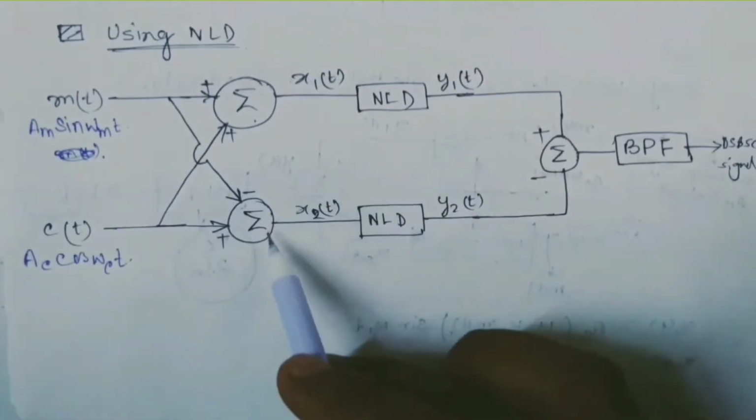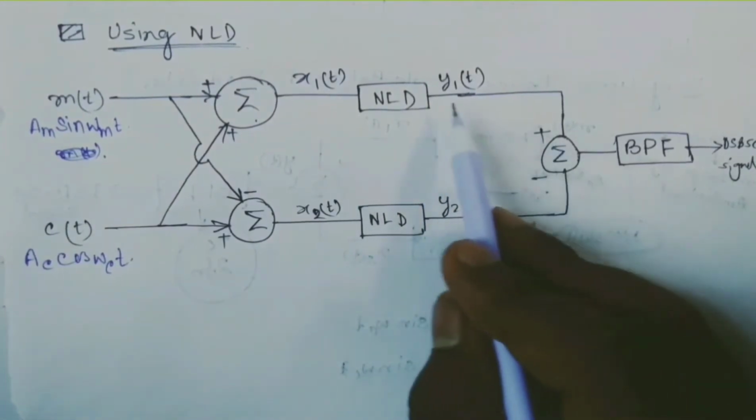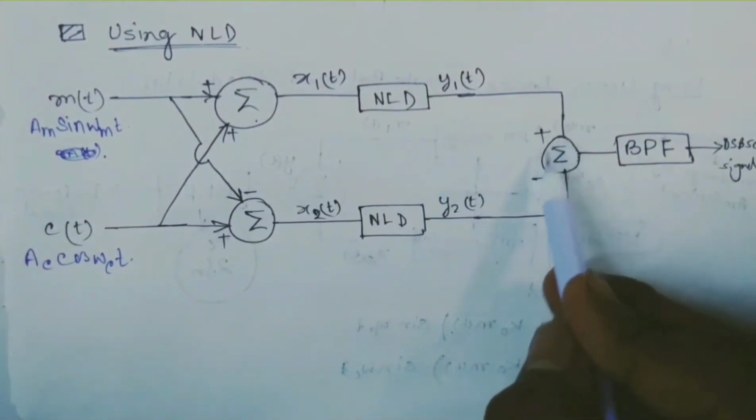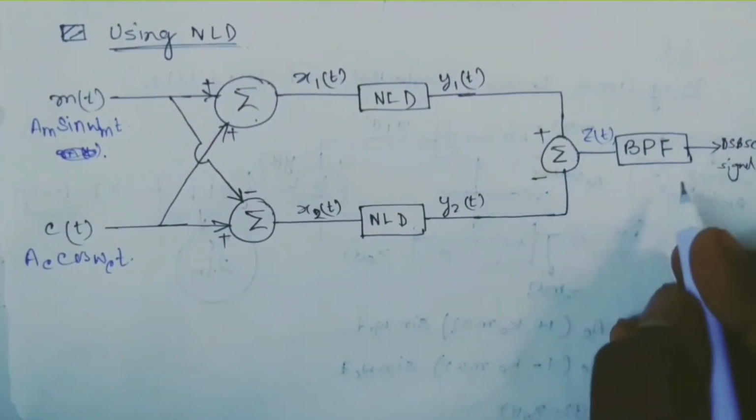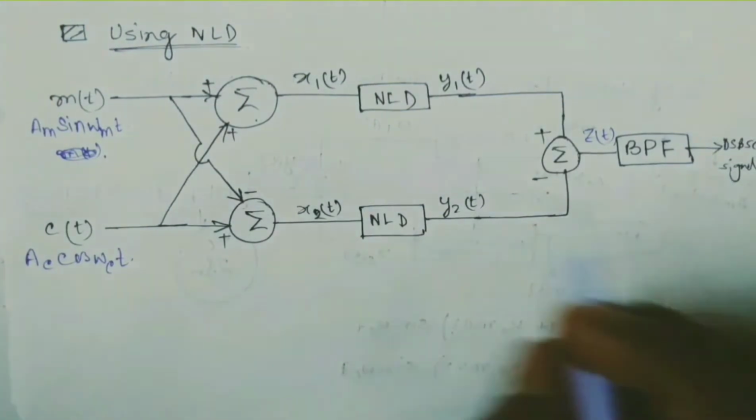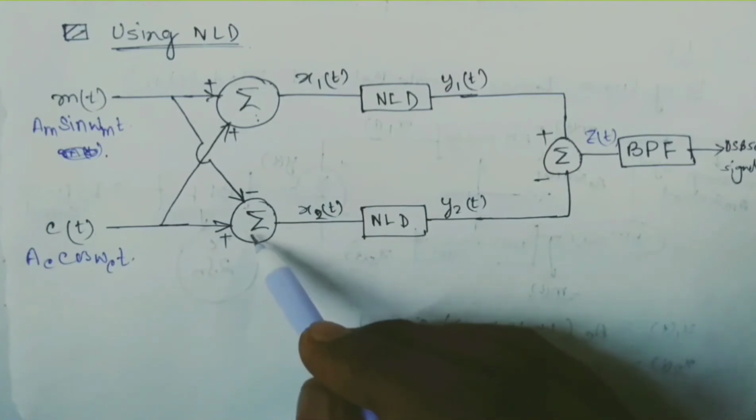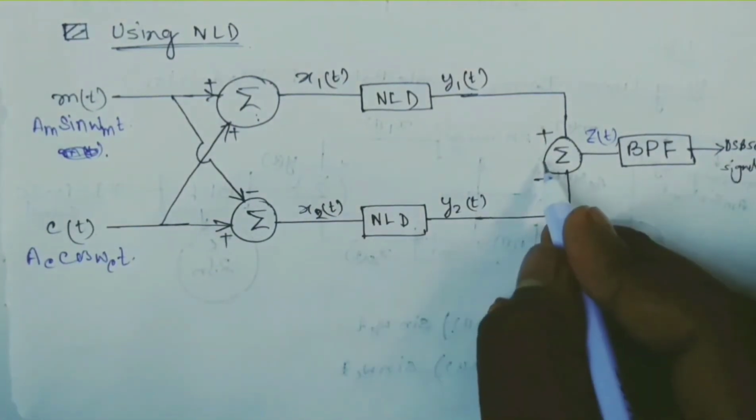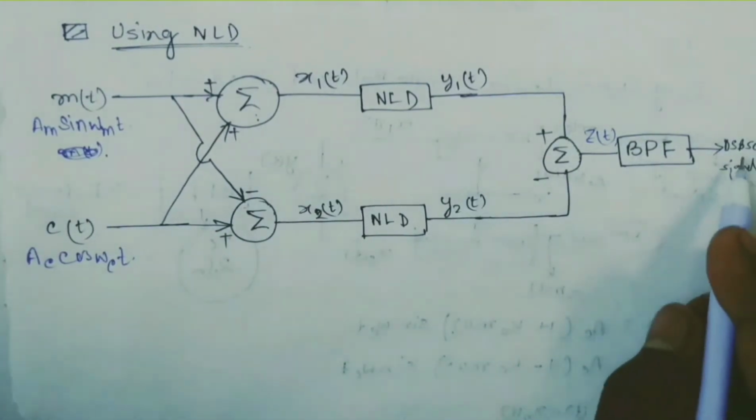The respective outputs of these adders are passed through a nonlinear device, and then the outputs are subtracted again, where this output z(t) is passed to the bandpass filter to get the DSB-SC signal. And here again, the reason for adding and subtracting in these two adders, and subtracting here as well, is for getting the desired signal DSB-SC.